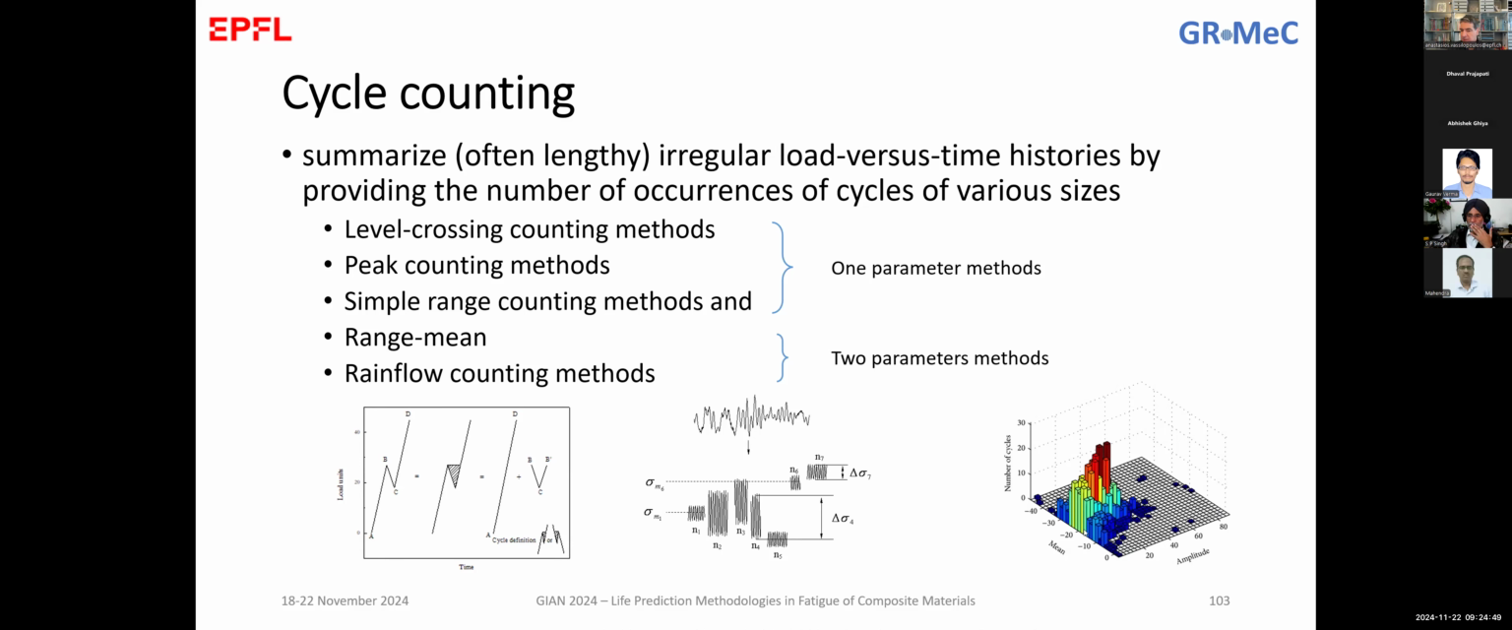So there you can imagine that each of these cycle blocks corresponds to a specific SN curve, because if we know the mean and the amplitude, we can define the R ratio of the fatigue loading. And then we can attribute this to specific SN curves. For some of these, we have already experimentally derived SN curves. For some others, we don't have. And then we need to use the CLDs to estimate the SN curves for these numbers of cycles.